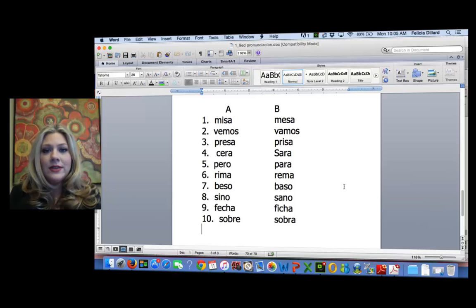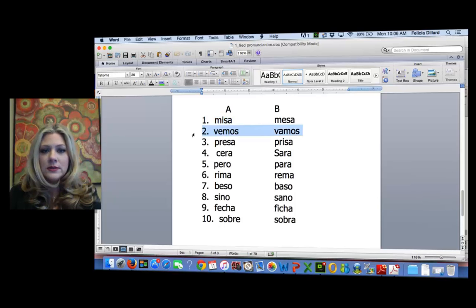Okay, so on this activity, I have 2 columns. And for each number, I'm going to say one of these words. It'll be either the word in column A or the word in column B. And based on my pronunciation, I want you to choose the correct word. So, número 1, misa. Misa. And the correct answer is A, misa. This is pronounced mesa. Okay.